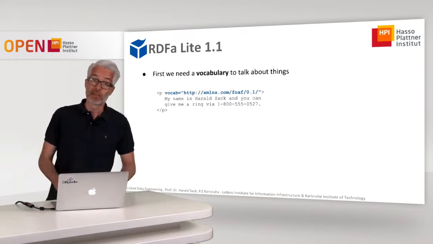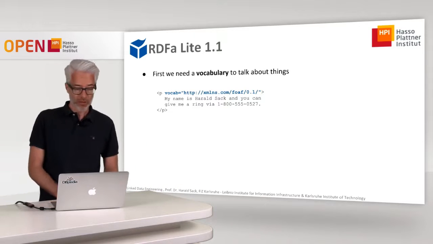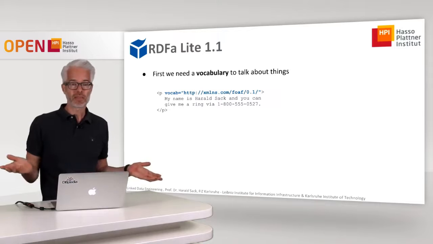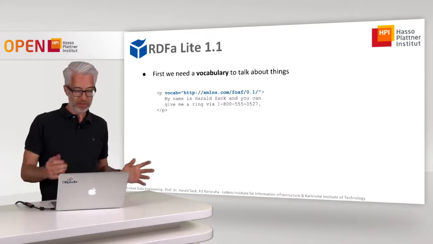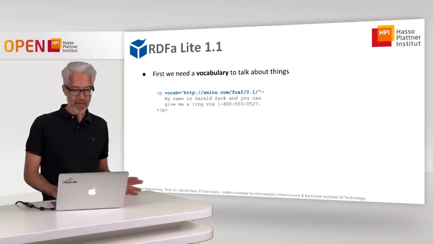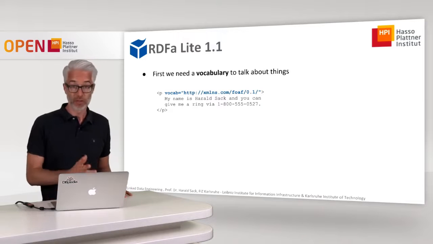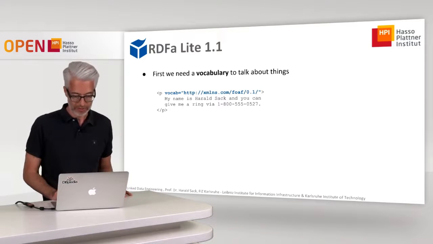So, we start with RDFa Lite 1.1. We want to put some structured data into our web page, and you see here we are defining a paragraph in HTML. In this paragraph there's some character data: my name is Harald Sack, and you can give me a ring via, and then comes a phone number. Of course, it's an imaginary phone number, so don't try to dial this.